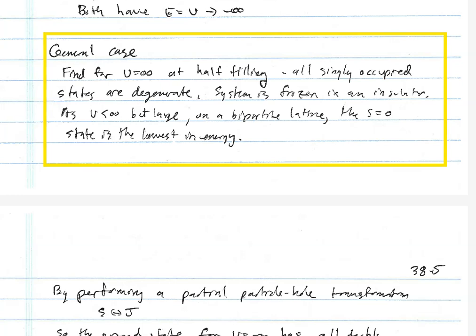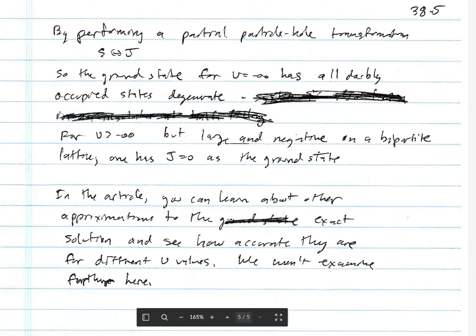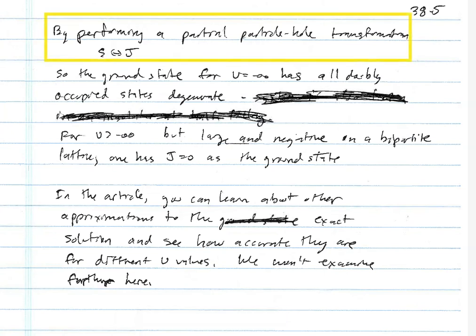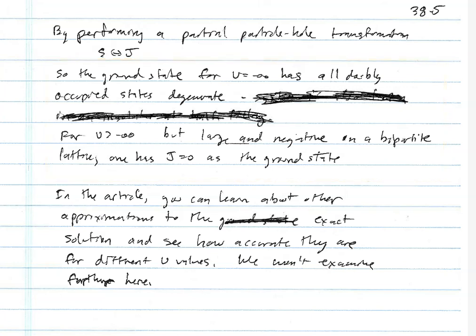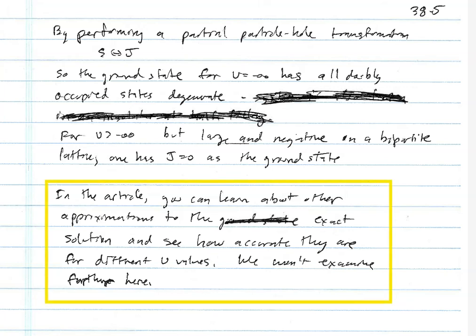And if we make the U smaller and smaller, eventually that insulating state gets broken and it becomes metallic. Now, if we perform a partial particle-hole transformation, that will convert S to J, and so the ground state for U equals minus infinity has all doubly occupied states degenerate, but for U greater than minus infinity but large and negative, the state with J equals 0 is the ground state, and we get that from the partial particle-hole transformation.